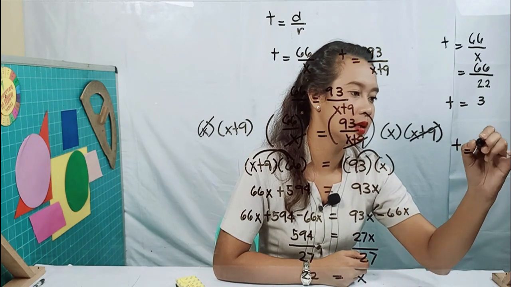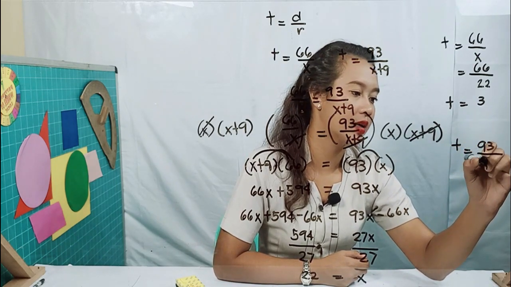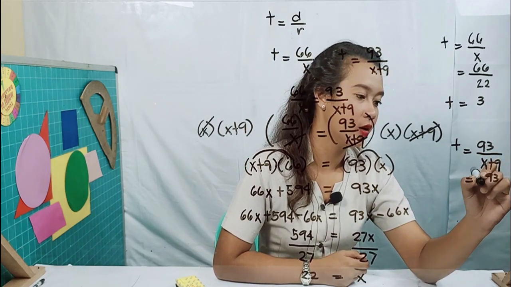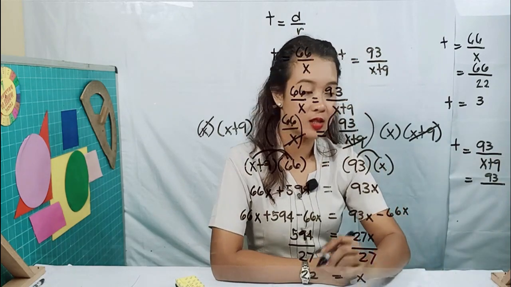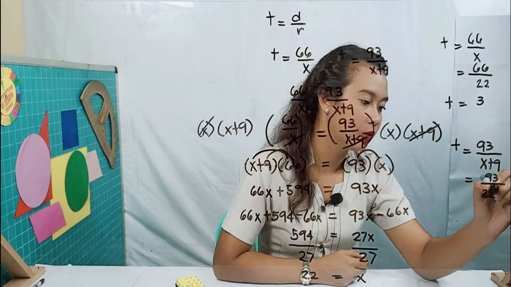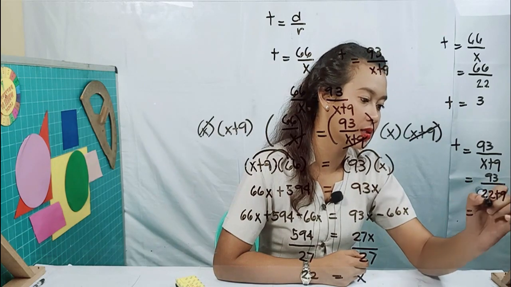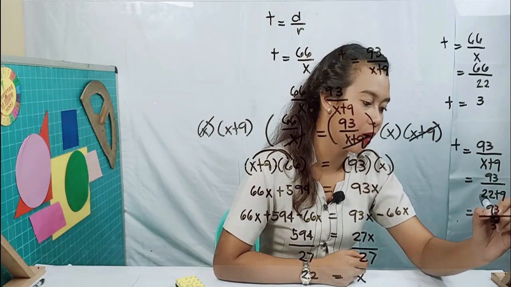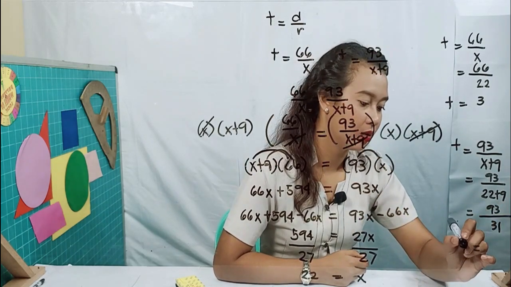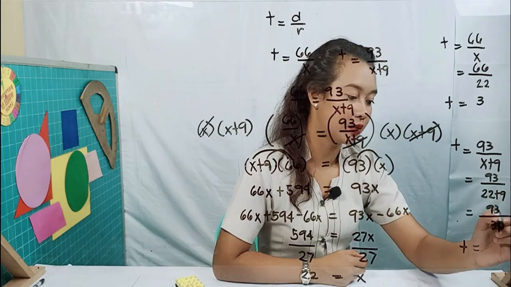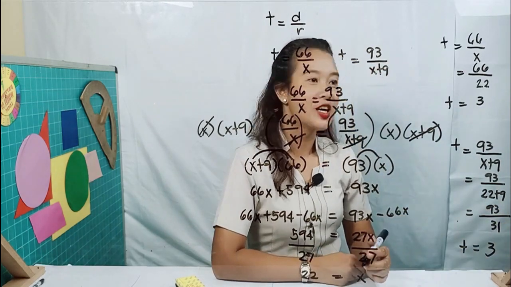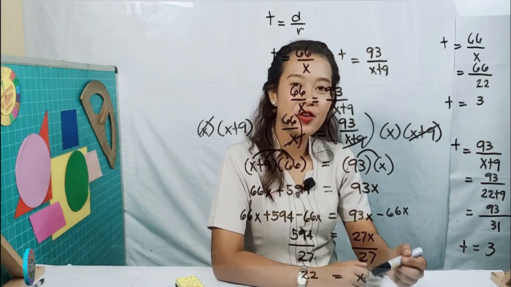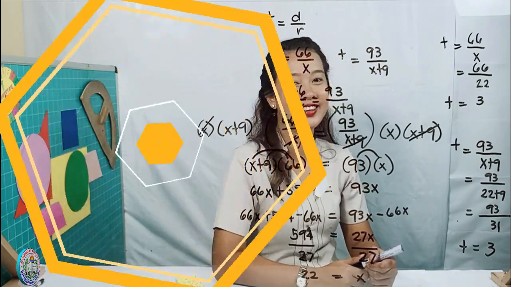T equals 93 all over x plus 9 equals 93 all over the value of x is 22. 22 plus 9 equals 93 all over 22 plus 9 is 31. T equals 93 divided by 31 is 3. So the value of the two functions are equal. Then, the value of our x is correct.